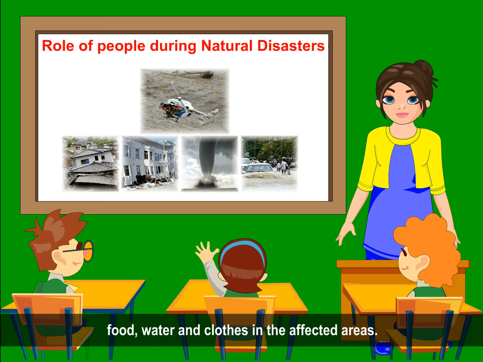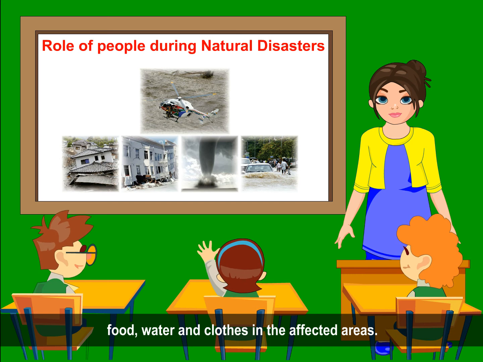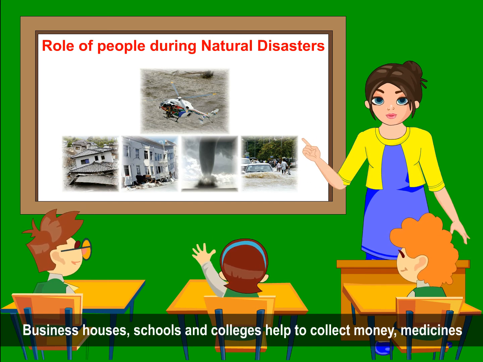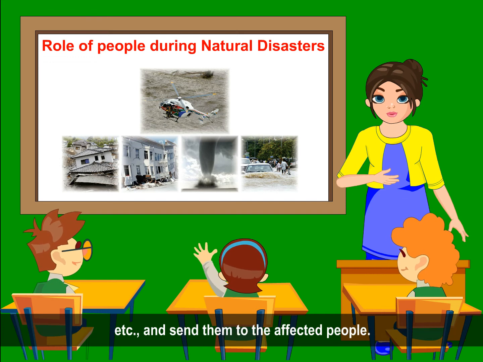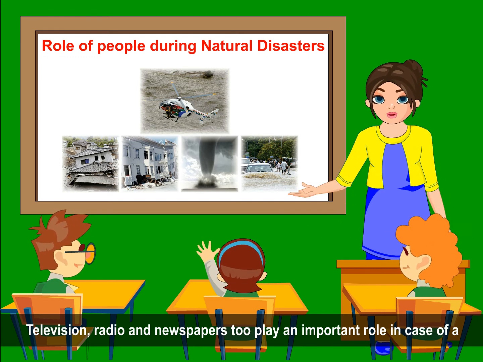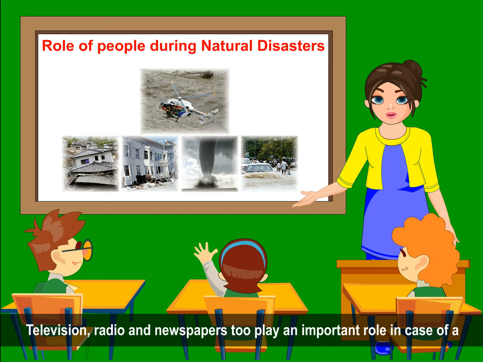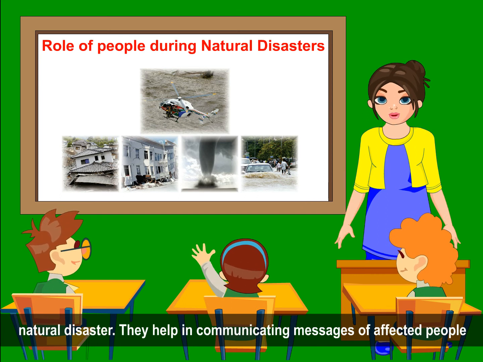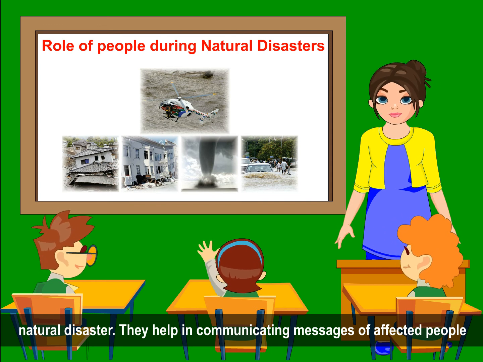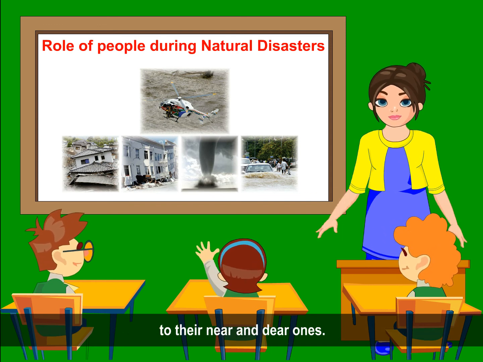The Air Force drops food, water and clothes in the affected areas. Business houses, schools and colleges have to collect money, medicines, etc. and send them to the affected people. Television, radio and newspapers too play an important role in case of a natural disaster. They help in communicating messages of affected people to their near and dear ones.